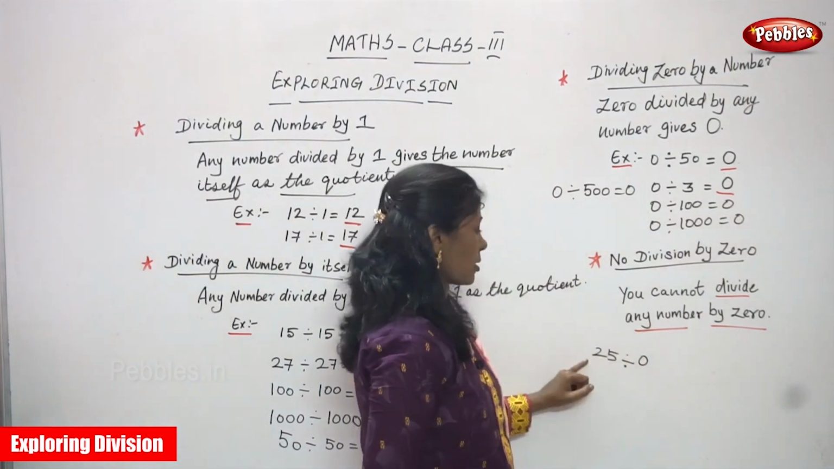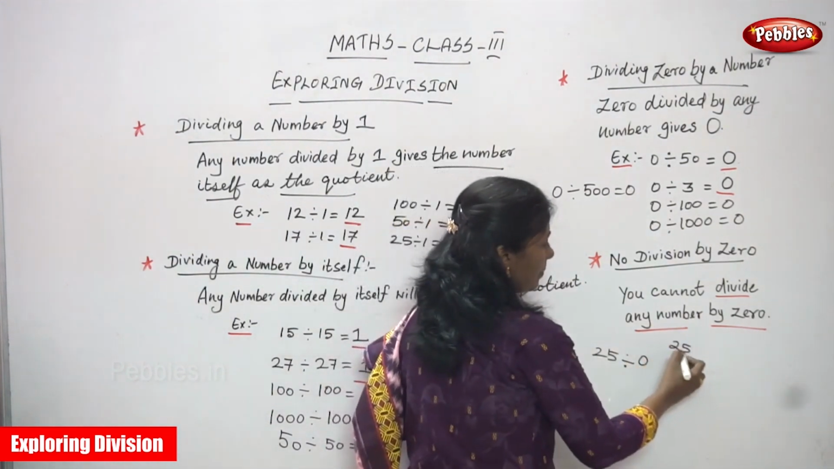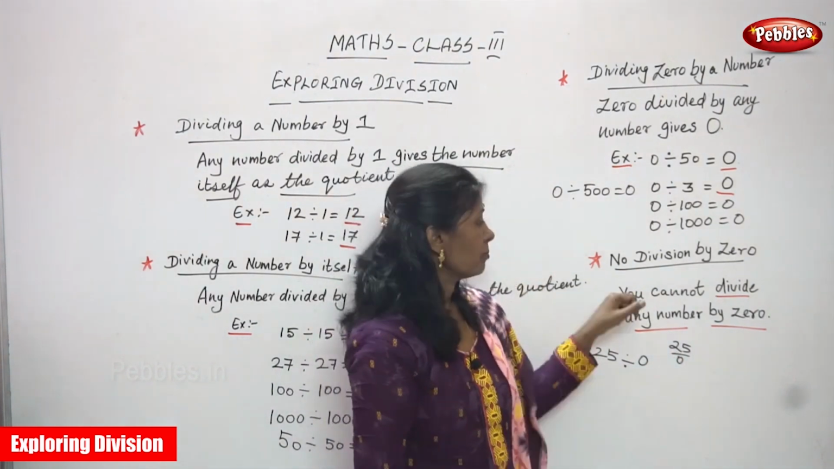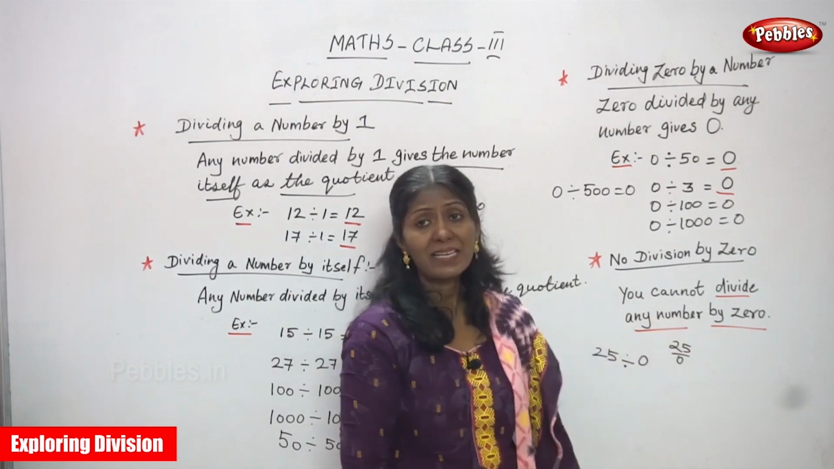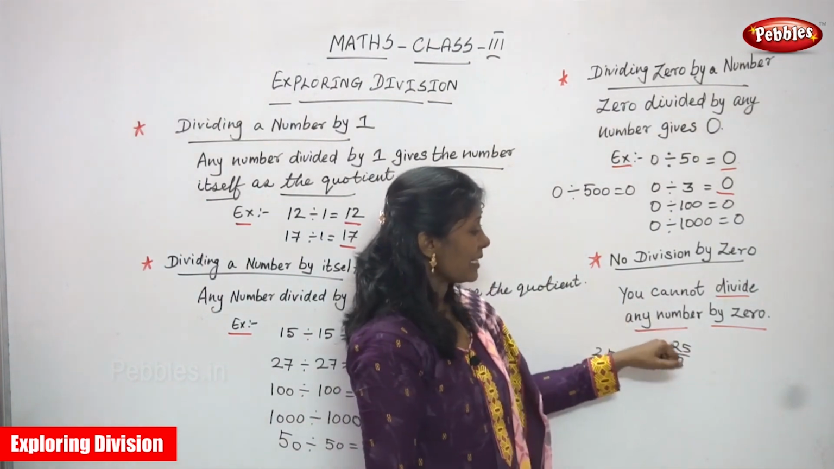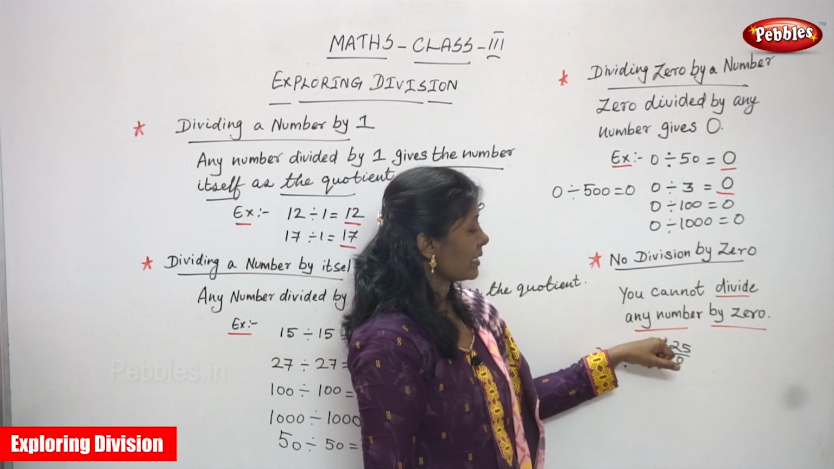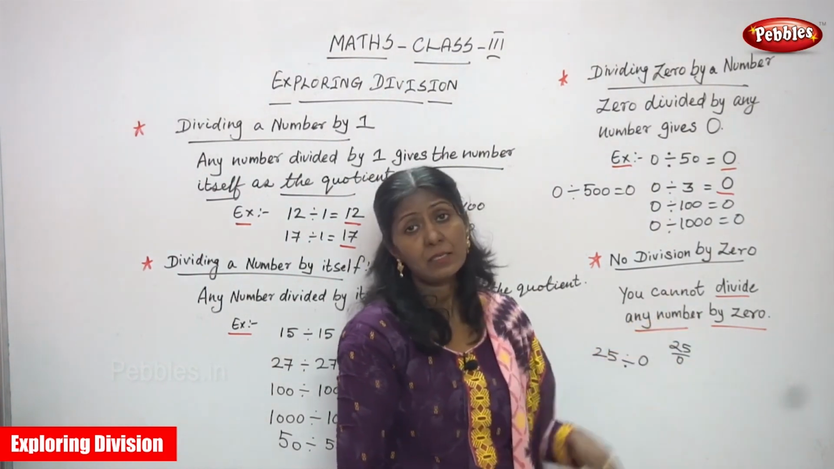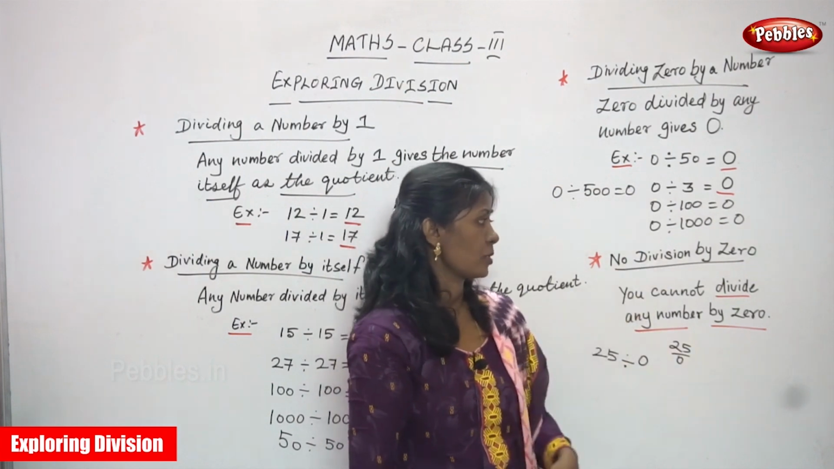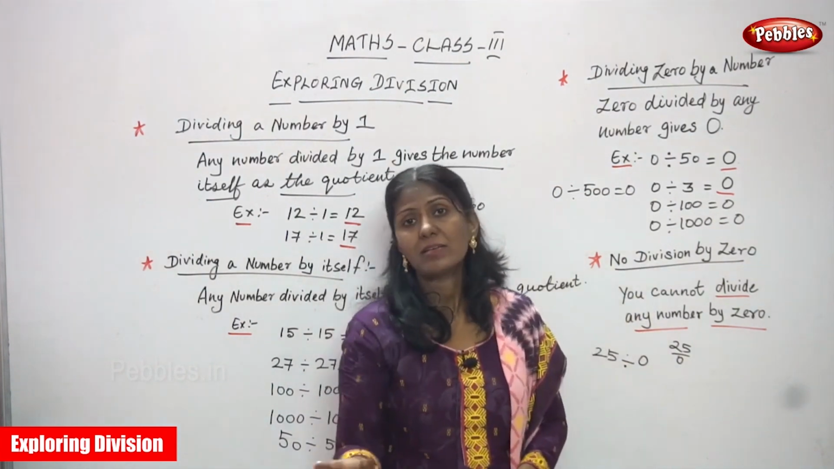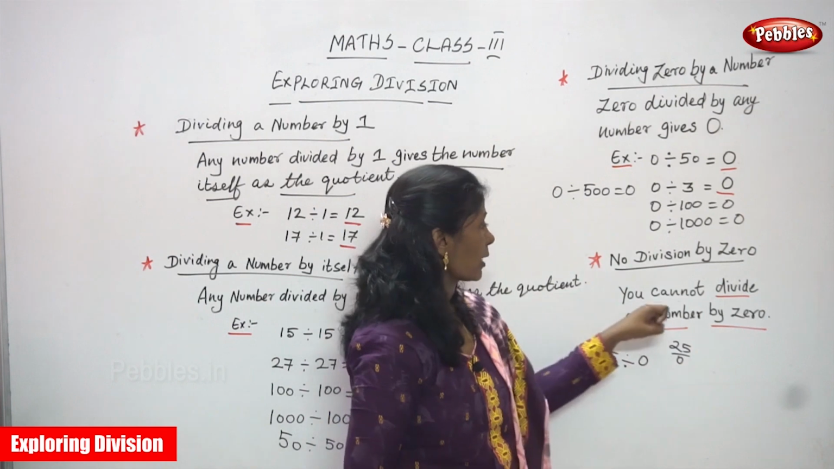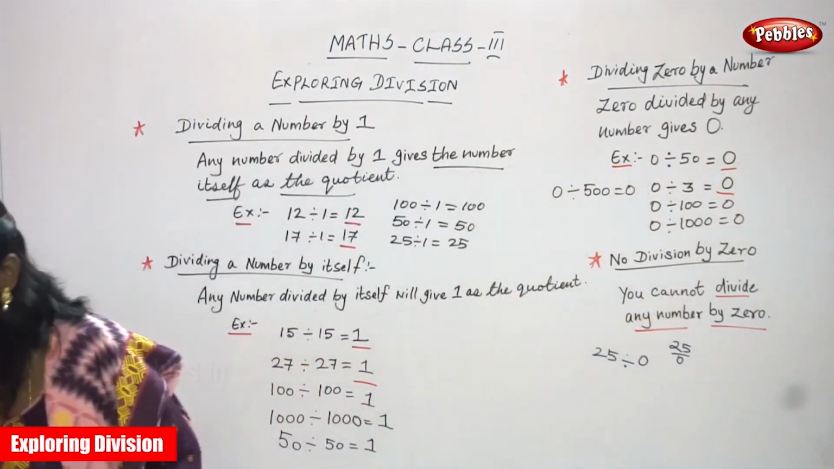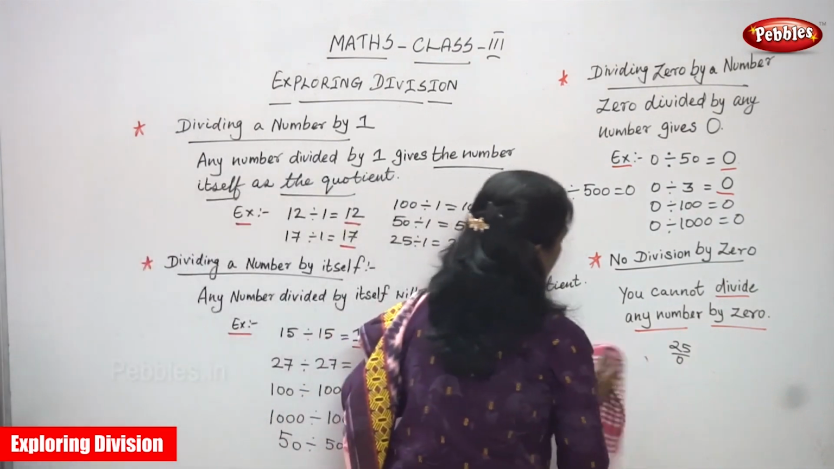So 25 divided by 0, you can't define the number. You can't divide any number by 0. This is a property: no division by 0. So 0 cannot divide. That is the meaning. You cannot divide any number by 0. This is the right answer for this.